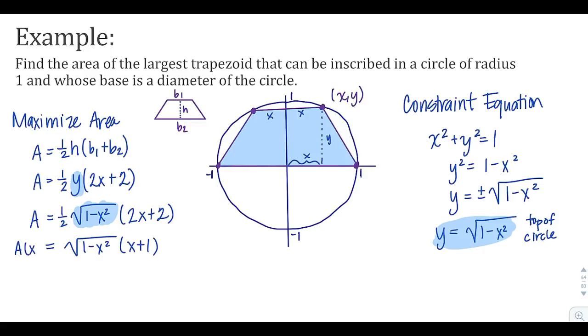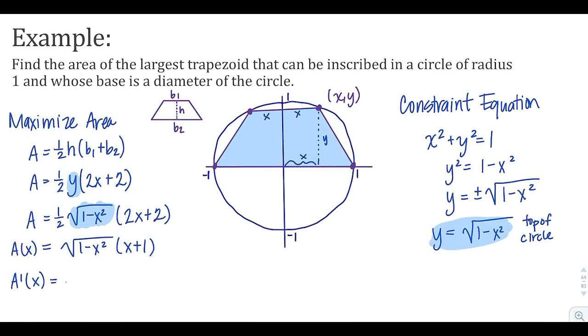So this is my A of x, and I want to find A prime of x, which is going to require both a product rule and a chain rule. So A prime of x is the first function, the square root of 1 minus x squared, times the derivative of the second, which is just 1, plus the second function, x plus 1, times the derivative of the first function, which is where my chain rule is. So I have 1/2 times (1 minus x squared) to the negative 1/2, times the derivative of the inside, minus 2x.